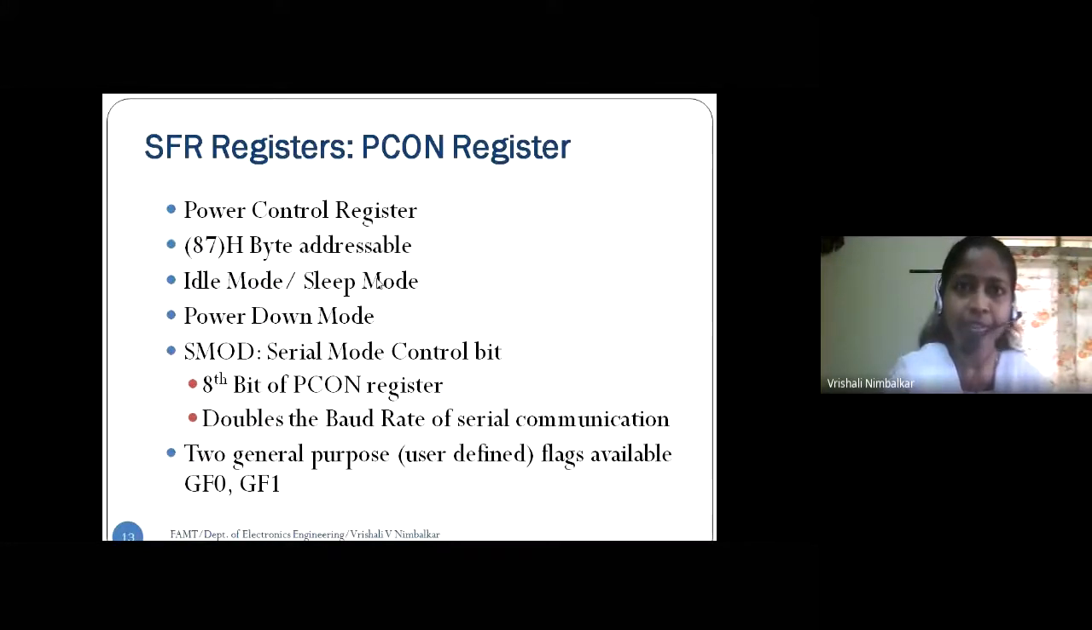Hope you get me. That is idle or the sleep mode. Okay. So these are the ways of reducing the power dissipation of the microcontroller, right? Now there is one more function associated with the PCON register, and what is the function? It is used to double the baud rate of serial communication, right?